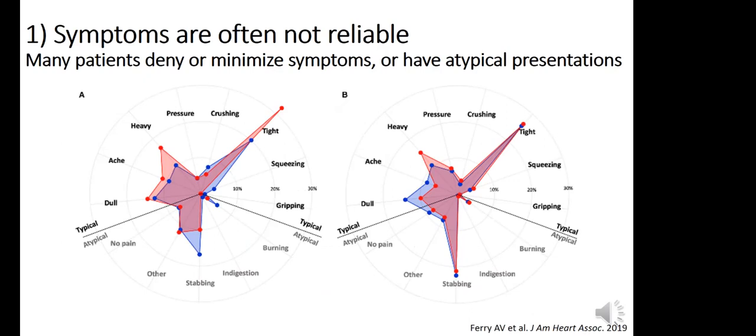The figure is a radar plot showing the frequency of atypical and typical chest pain presentation in men, who are in blue, and women, who are illustrated in red. On the right is the presentation in patients who end up having a heart attack, and it shows that a proportion of patients, predominantly women, present with atypical symptoms. On the left is the presentation in patients who end up not having a heart attack, and it shows that a more significant proportion of patients present with atypical symptoms and is equally distributed between men and women.